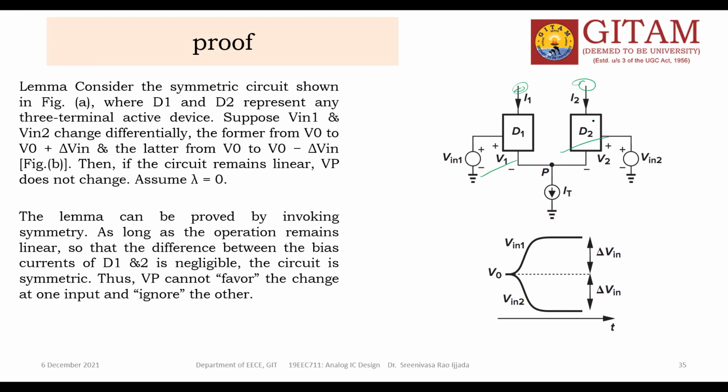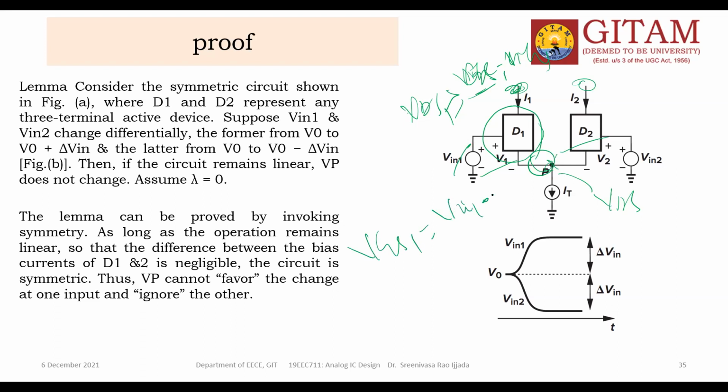I can say this is the VGS, or this is the VDS of this device. If it is D1, it is VDS1. If it is greater than or equal to this effective voltage, that is VGS minus VTH. What is the VGS here? Of course, VGS is nothing but Vin1 minus this voltage. So VGS1 is equal to Vin1 minus VP.